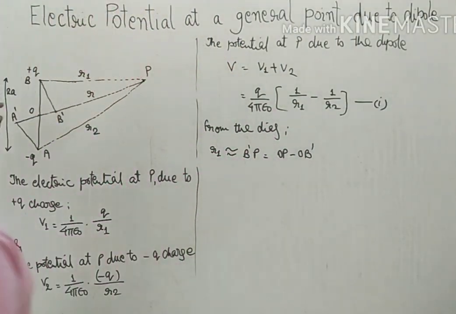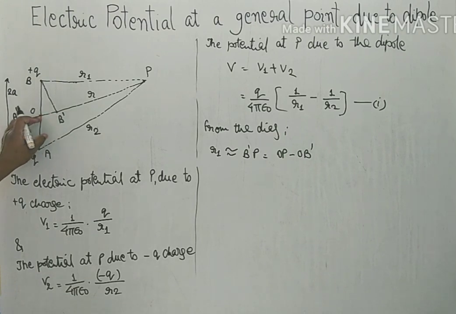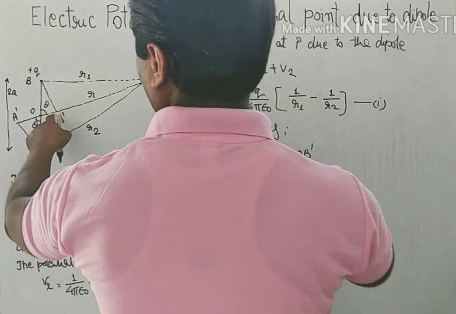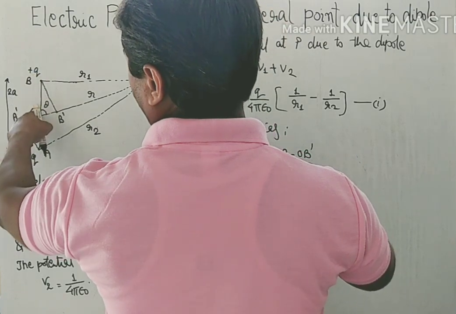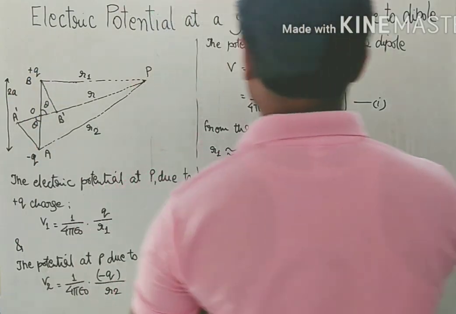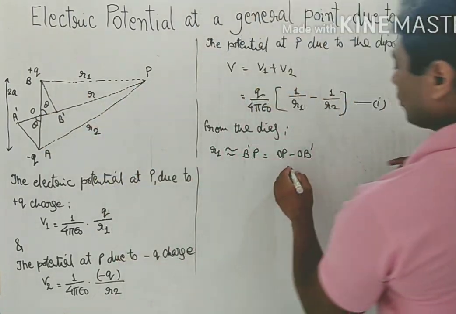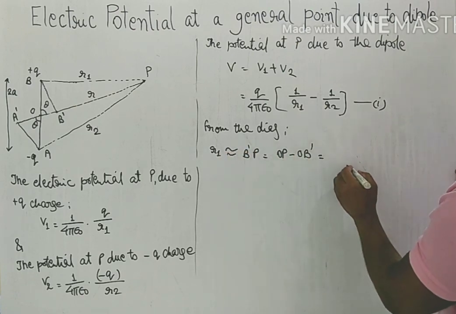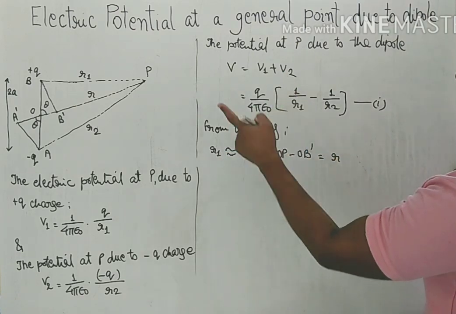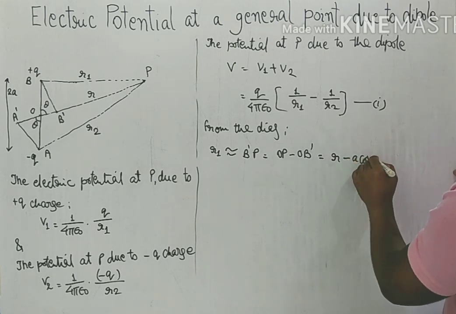Now let's calculate this OB dash. Let this angle be theta, so obviously this would also be theta. Taking this right angle triangle with this base and this hypotenuse, find the cosine of this angle. So OB dash will be equal to a, half of the dipole length, times cos theta, and OP is small r. So we directly write the value of R1 to be R minus a cos theta.